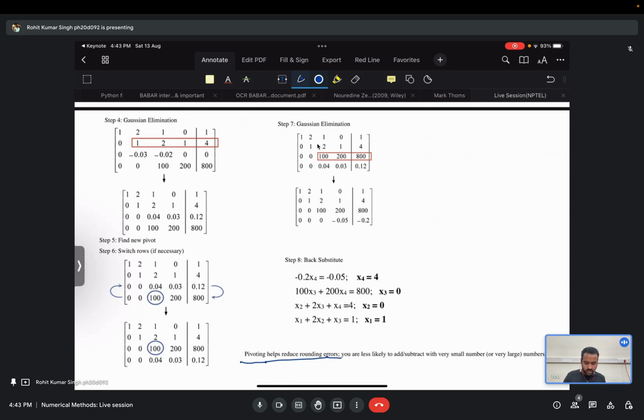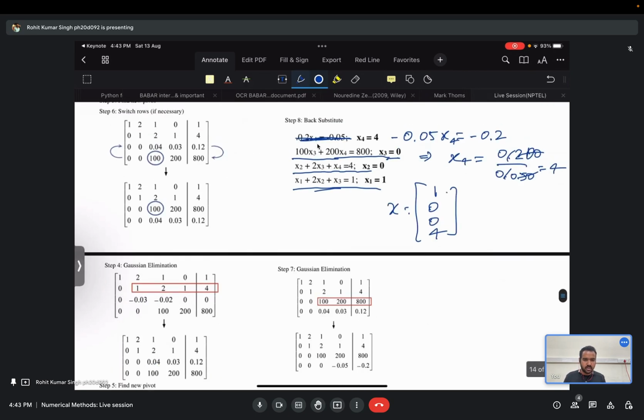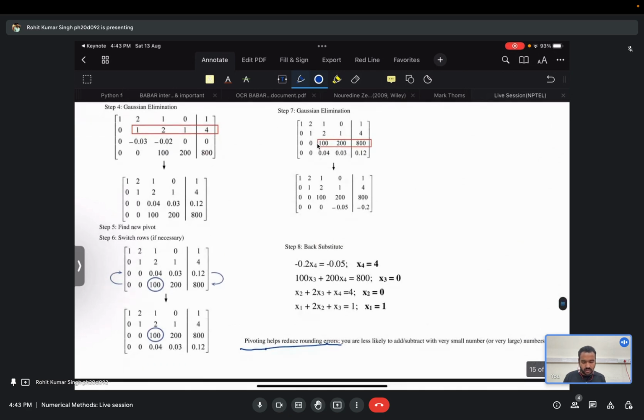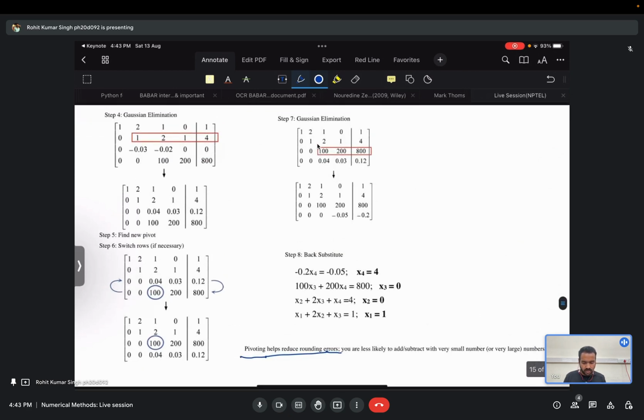This might not be visible in this example, but there are many other examples. If the difference between these two elements is very large, then you will have this scenario where rounding errors will come, and this partial pivoting will save you from that. So that's another reason we use the partial pivoting.